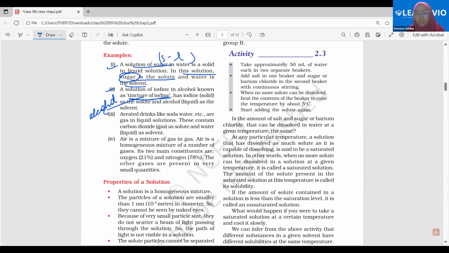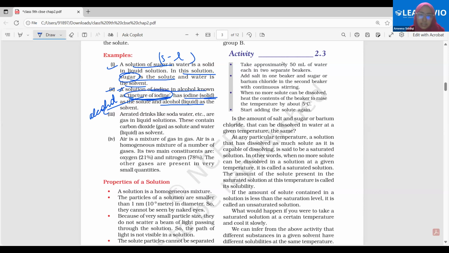Now, tincture of iodine refers to alcohol. Whenever iodine is mixed in alcohol, that acts as a very good disinfectant. Therefore, that is a mixture, but a homogeneous mixture, therefore a solution. So a solution of iodine in alcohol is the tincture of iodine. Iodine is here in the solid state. Alcohol is in the liquid state. Therefore, we get a liquid solution. This is important. This is asked many times. What do we mean by tincture of iodine?